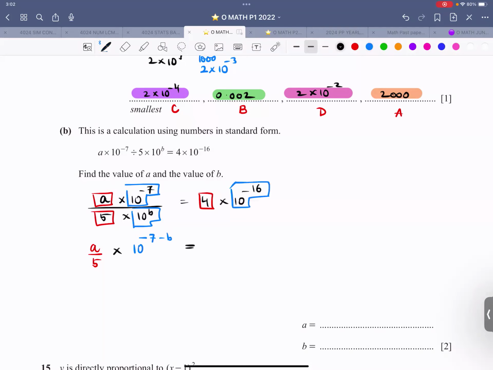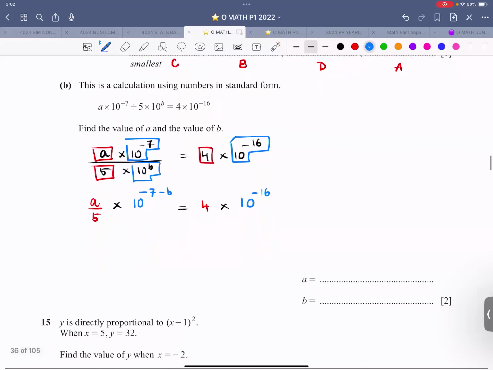So this equals to, let me write 4 over here, and I'm multiplying it with 10 raised to power of negative 16. Now, A over 5 equals to 4. 10 raised to this power equals to 10 raised to this power. So now just solve. So therefore, A over 5 equals to 4.